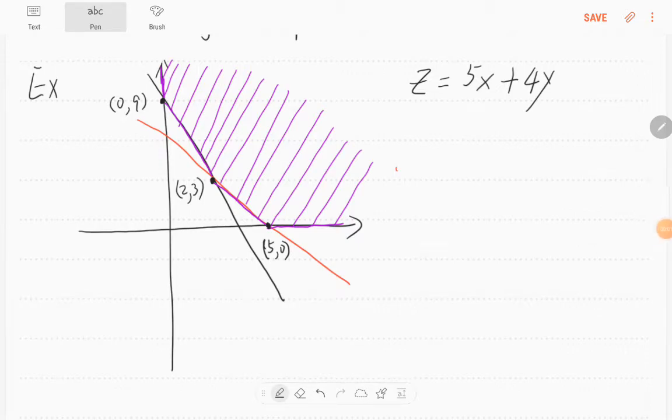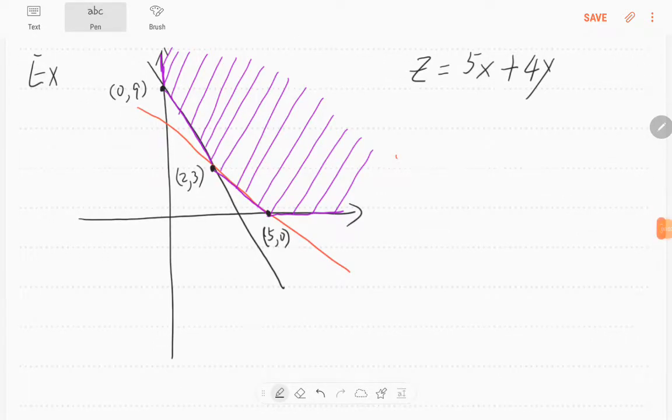Now let's look at this example. We still consider z equals 5x plus 4y. The shaded region is called the feasible region, and this feasible region is unbounded. It is called an unbounded region.